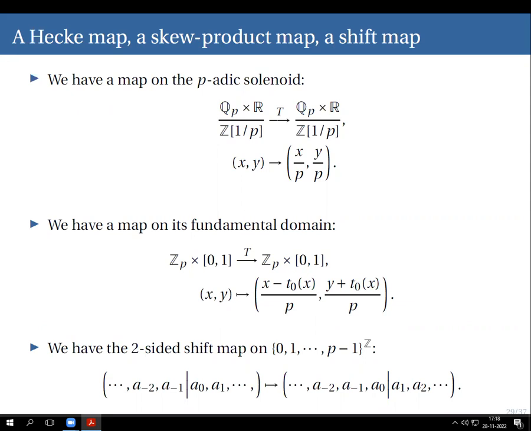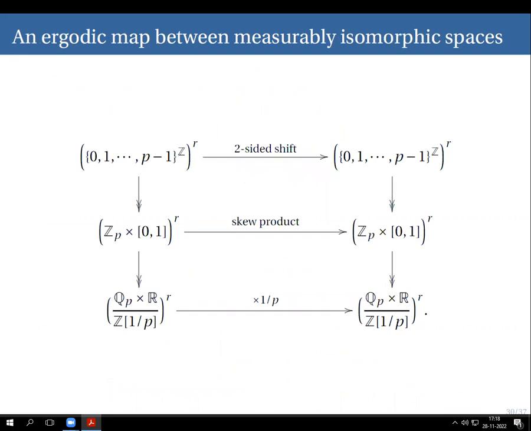But then you have to carry this forward onto the real side. So then you have y plus t naught of x divided by p. Okay, so you have all these maps, and it's essentially coming from this two-sided shift. So you have this two-sided shift on the alphabet space. You have this explicit skew product on this fundamental domain. And then you have this sort of Hecke map coming, that's this multiplication by 1 over p on this p-adic solenoid. And all this, you have this commutative diagram here.